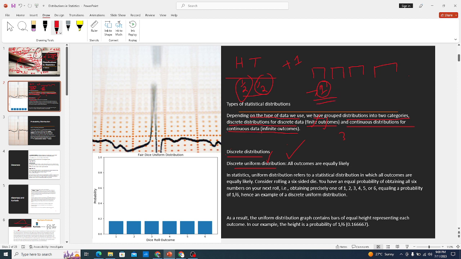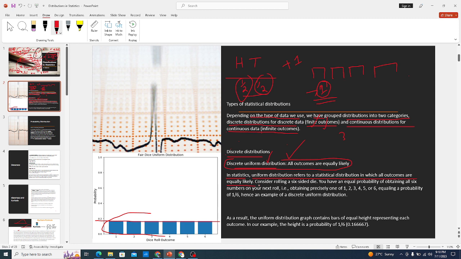Yes, let me introduce the uniform distribution. You can see this is an example of a uniform distribution. The outcome is uniformly distributed, like we are having the same constant outcome. In statistics, a uniform distribution refers to a statistical distribution in which all outcomes are equally likely. All the outcomes are equally likely to happen.